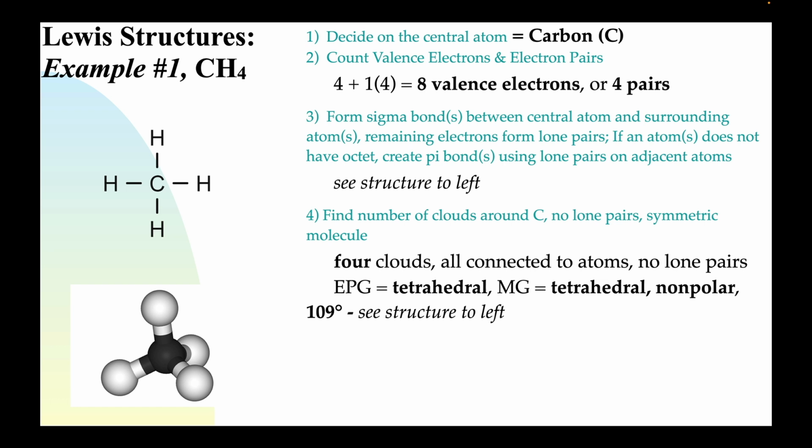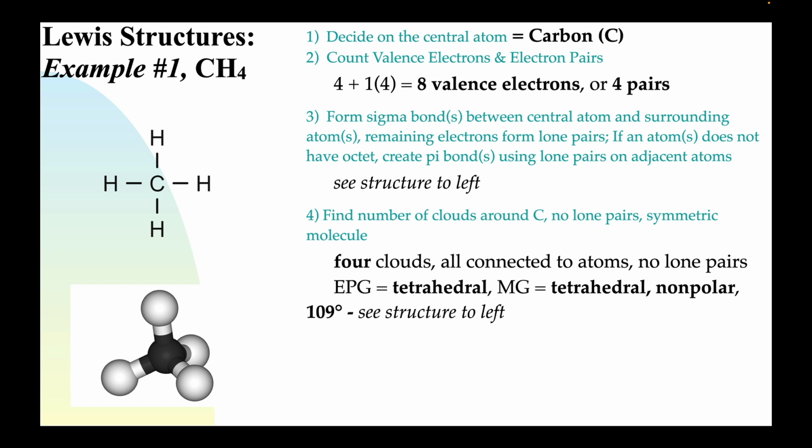And then when we interpret this, there are 4 clouds around the carbon. Those 4 bonds to hydrogen are each called a bonding cloud. And there are no lone pair clouds, i.e. the carbon doesn't have any lone pairs. So if you look at that, its EPG is tetrahedral, the MG is tetrahedral, MG molecular geometry, EPG electron pair geometry. The bond angle is 109, and as we talked about, the molecule is symmetric. Everything around the carbon is hydrogen. There's no chlorines or bromines or anything like that. So this is a non-polar molecule.